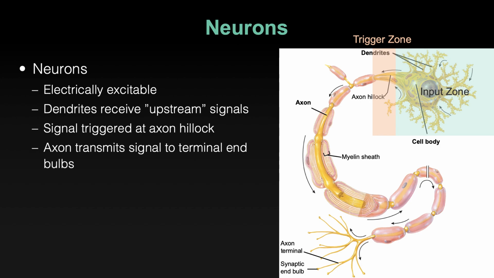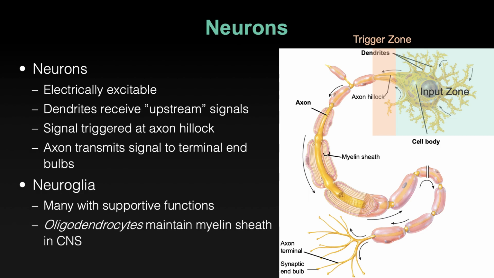But there are supporting cells as well that play a role in the transmission of nervous signals. And those supporting cells are neuroglia. There are a wide variety of neuroglia. We're not going to touch on nearly a fraction of them. I just want to point out that a few are tasked with wrapping around the axons of some neurons.